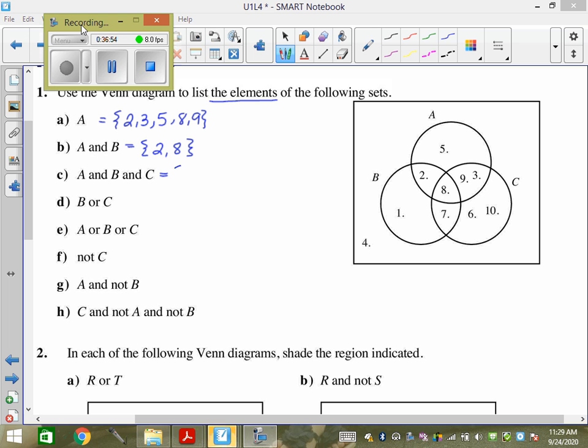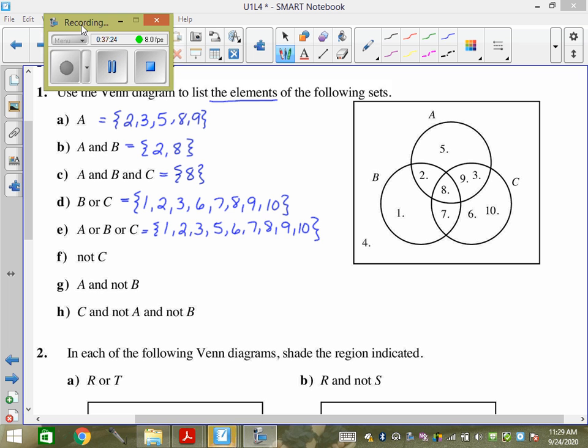A or B or C. Or is what shape? Snowman. So the entire B or C snowman. 3, 6, 7, 8, 9, 10. A or B or C represents what? All of them except for 4. Everyone but 4. So we're going to get 1, 2, 3, 5, 6, 7, 8, 9.